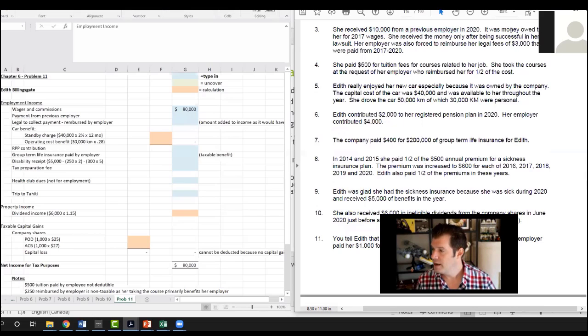Bullet point 3, she received $10,000 from a previous employer in 2020. I'm gonna highlight the 10 grand. We have to figure out what happens with this. It was money owed to her for 2017 wages. So flat out, if you get $10,000 worth of wages, that goes in your income. It doesn't matter when you earned it.